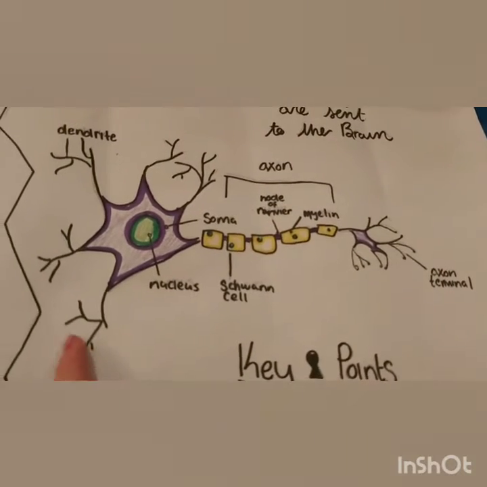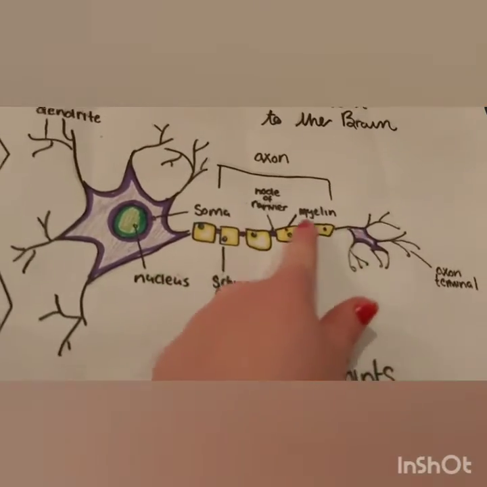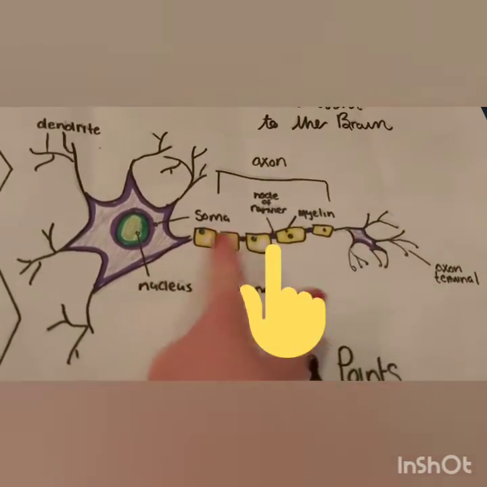So, as the impulse travels into the dendrites, it goes to the axon, which is this long part right here.